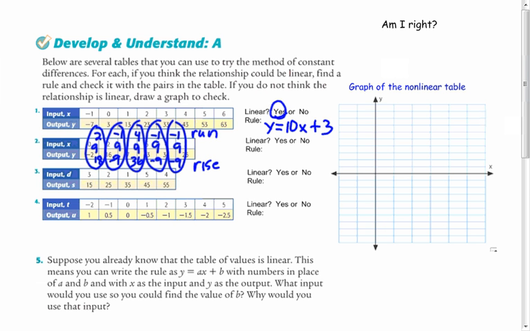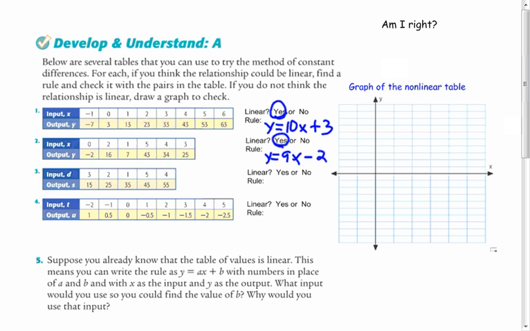So that means I have the same slope all the way along. So yes, it is a linear relationship. And our rule is y equals 9x minus 2. And I get the minus 2 from 0 on that graph. All right.